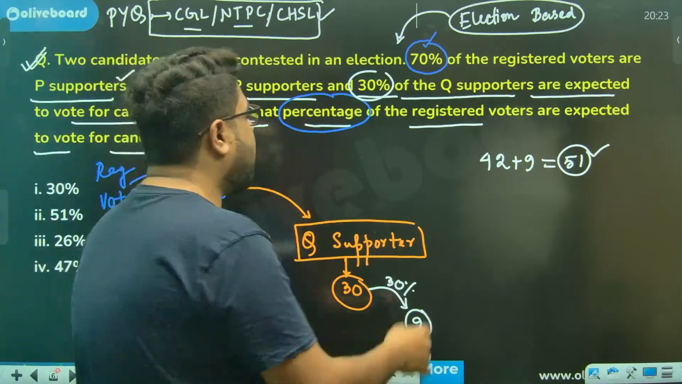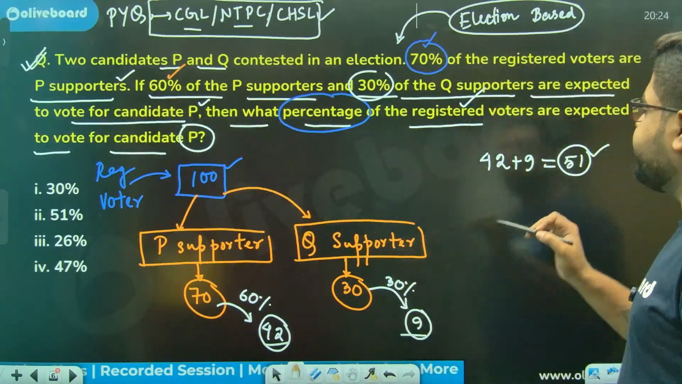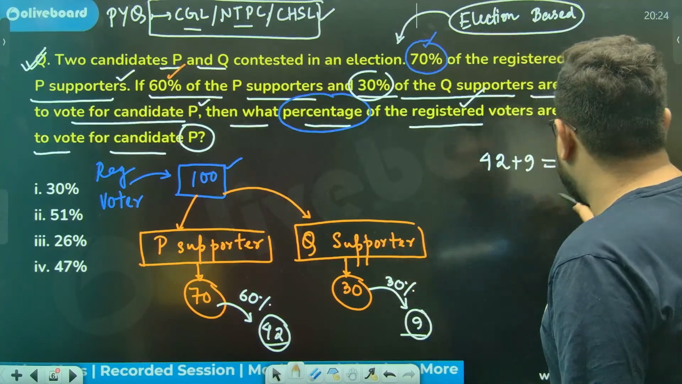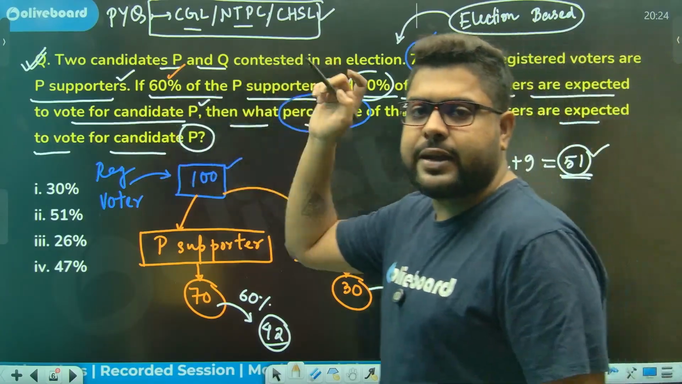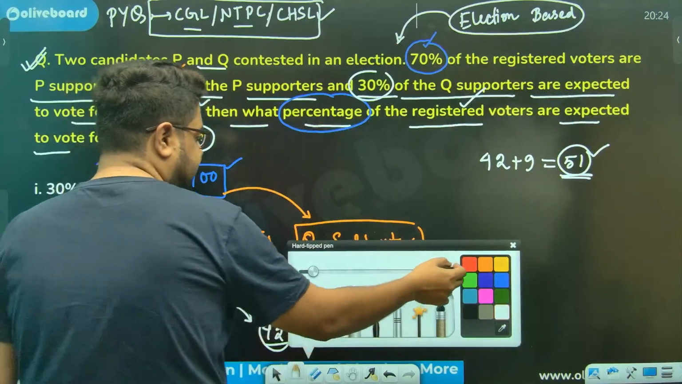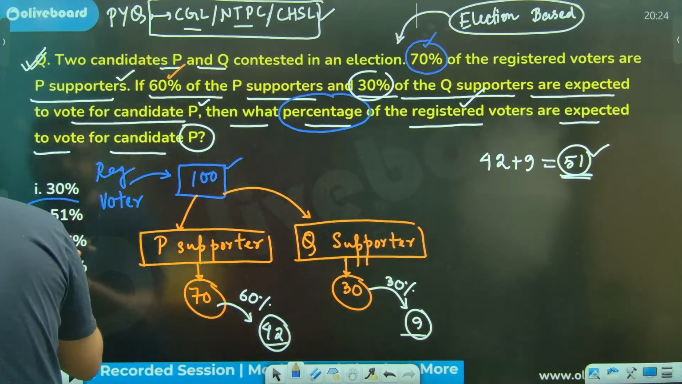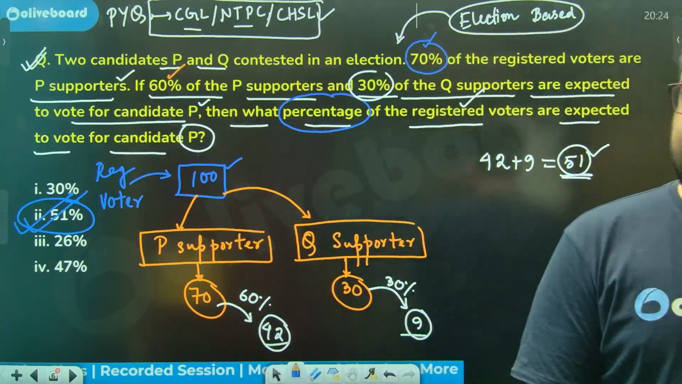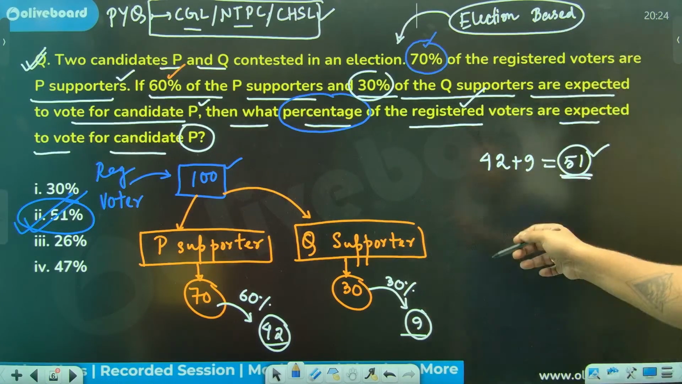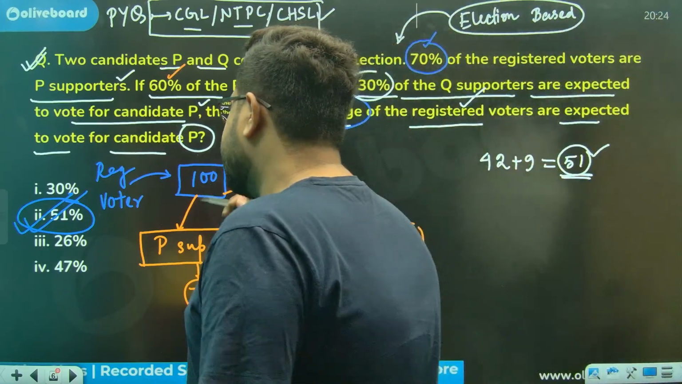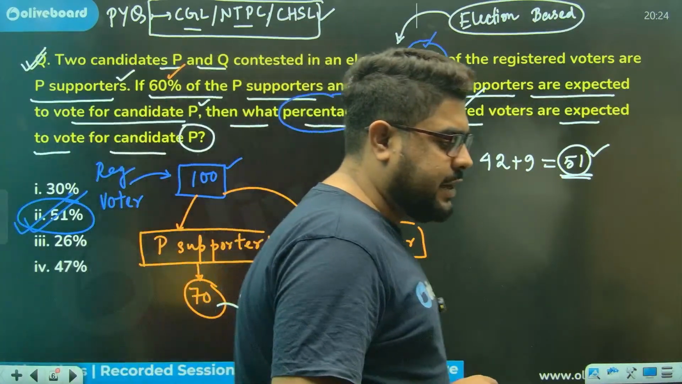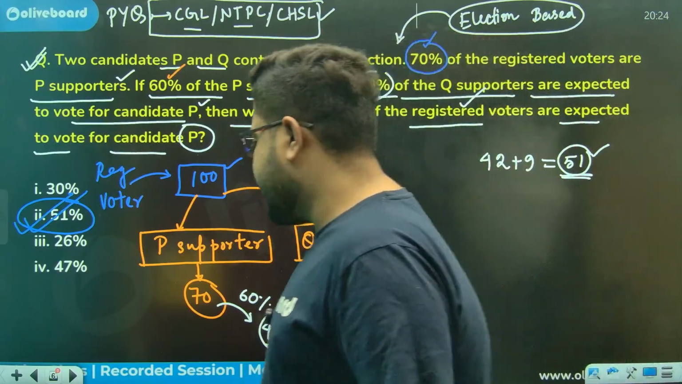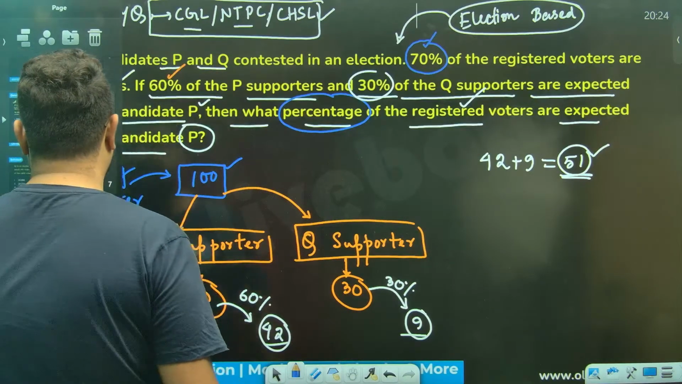Now they are asking what percentage of the total registered voters are expected to vote for candidate P? 51 people out of 100 are expected to vote for P. In percentage terms, the answer will be option number 2, which is 51%. This is as simple as it can get. It's a CGL question, most probably CGL 2024 itself, most probably from 24 or 23. Not very old. Perfect.